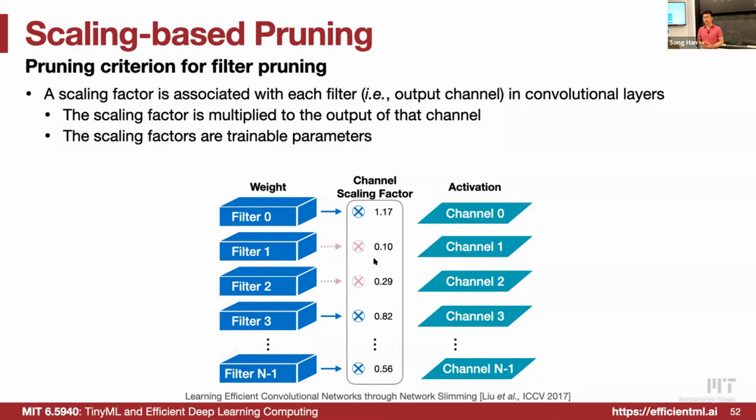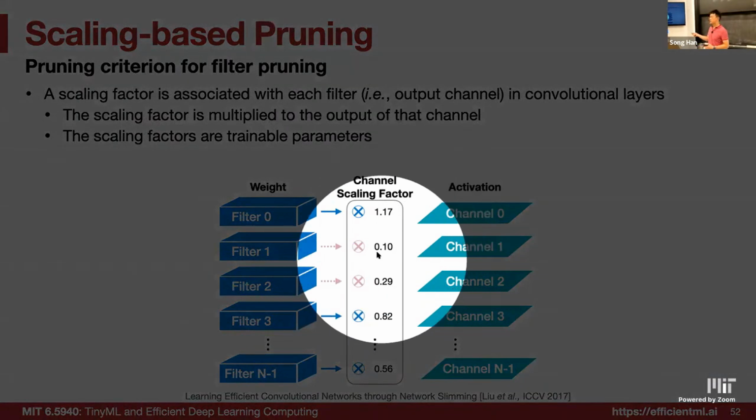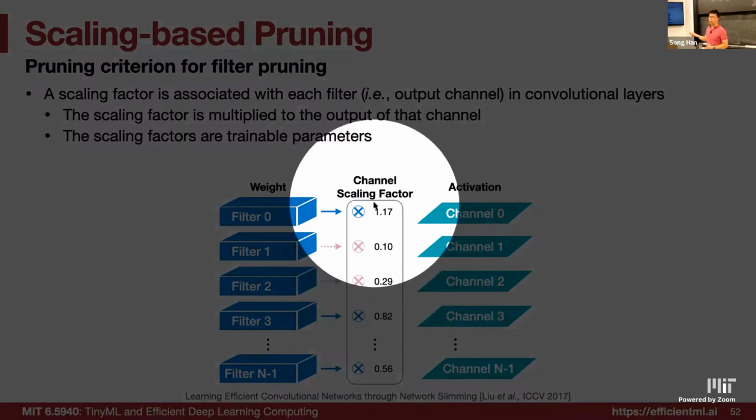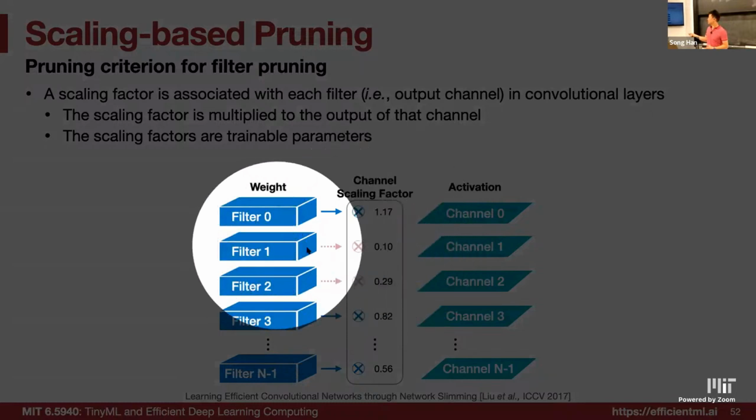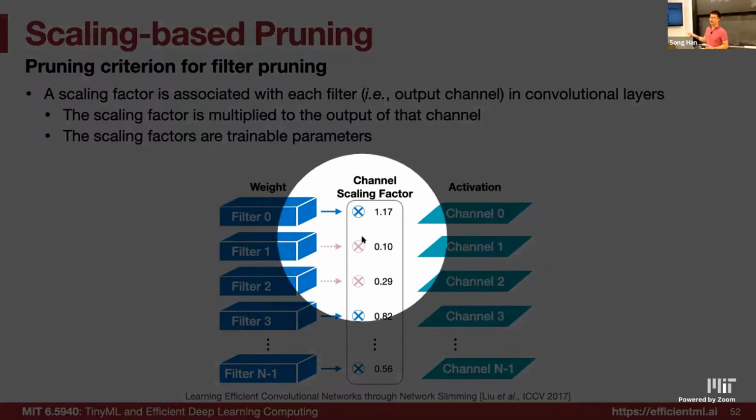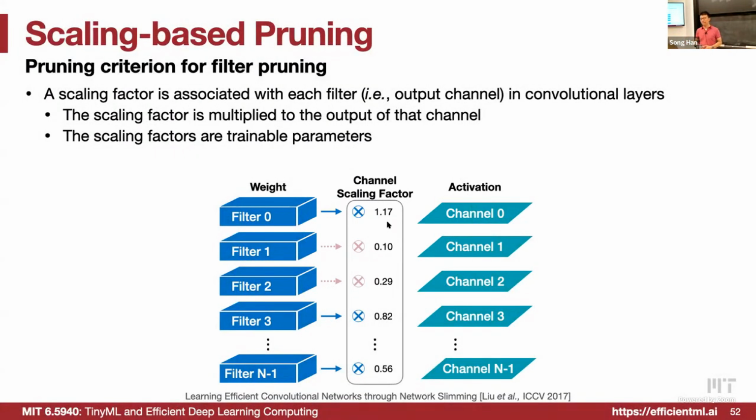And you want to minimize the scaling factor to try to push them to 0 so that we can easily prune them away. Like here, if the scaling factor is 0.1 compared with 1.17, this is pretty small. So likely we are going to remove the second filter, filter 1. Okay, so we can later sort the scaling factor and prune away the channels with a very small scaling factor.